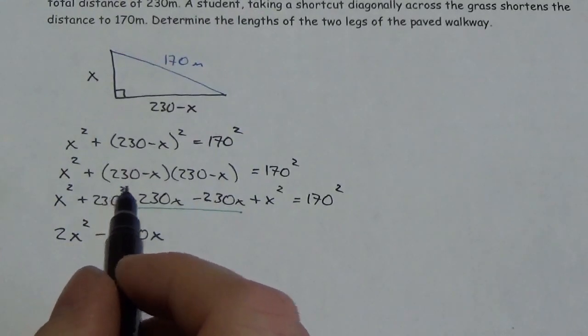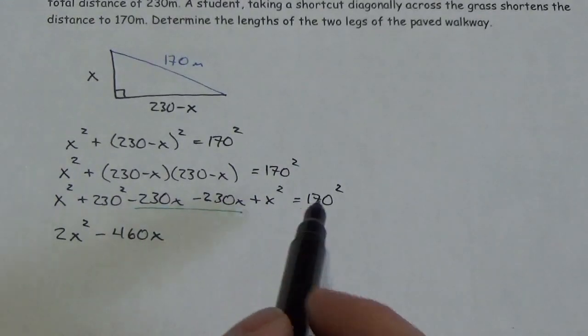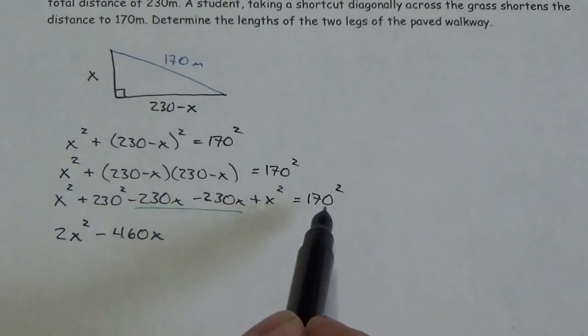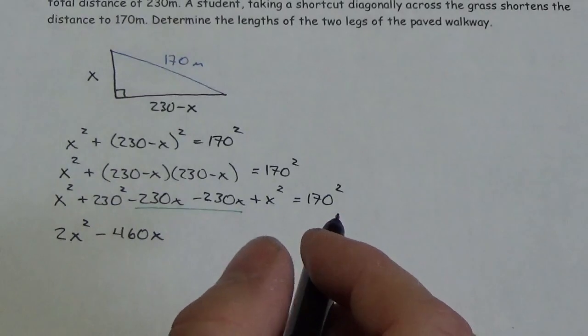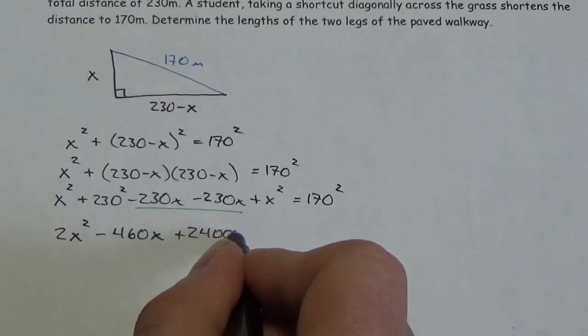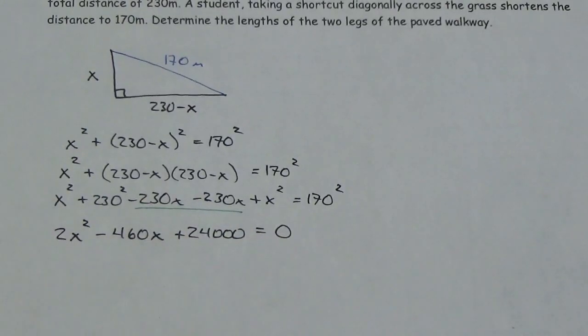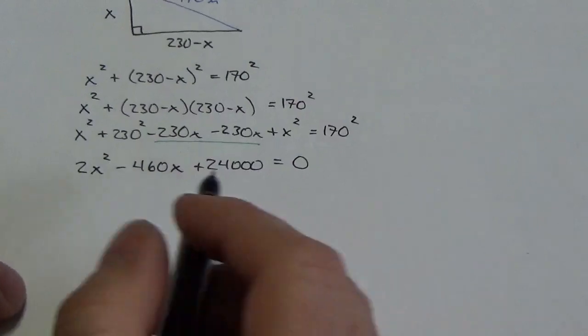And now I'm just going to do this on my calculator off to the side here. I've got 230 and I'm squaring it. And then what I'm going to do is move that 170 over after I square it, because I want this to be equal to 0. And when I do that, I get this beautiful 24,000. Oh, so kind of a big, ugly number there. Well, that's okay.